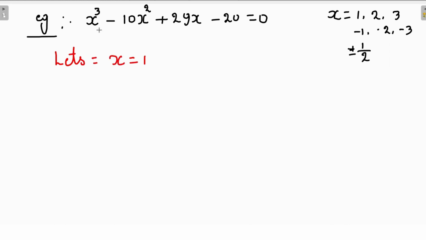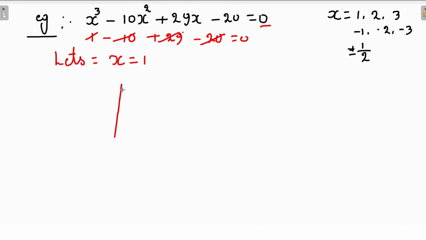I will substitute here and we will get to know. 1 cube is 1, minus 10 into 1 square is 10, plus 29 into x is 29, minus 20. Now plus 29, here I will get minus 9, minus 29, yes, everything is cancelled. Here I get 0, here also 0, so x equal to 1 is one of the roots.